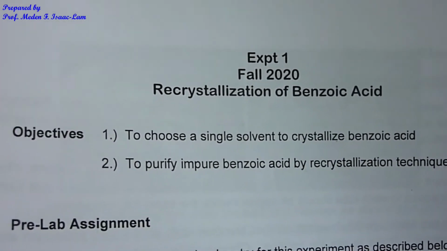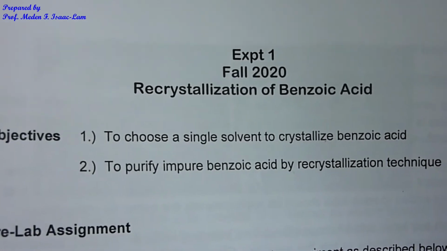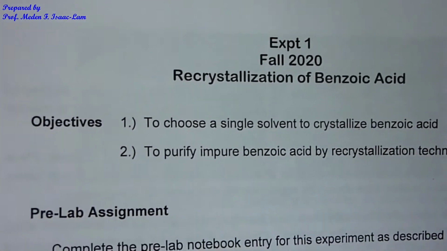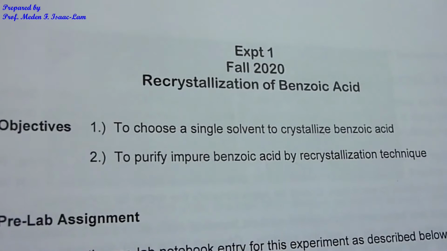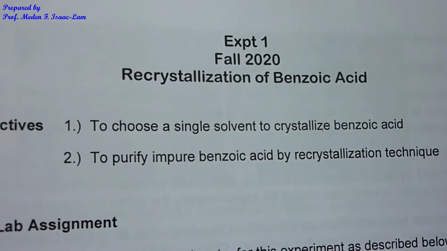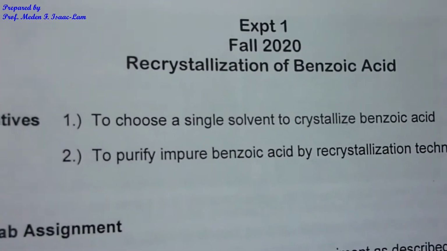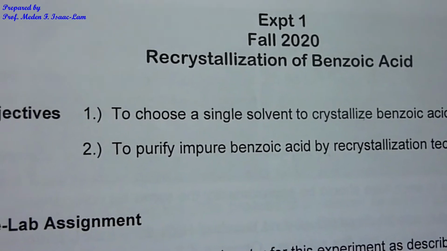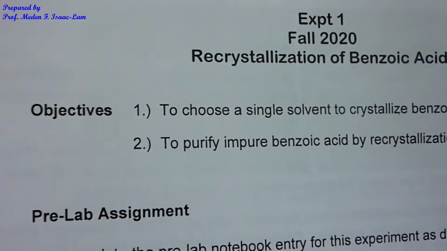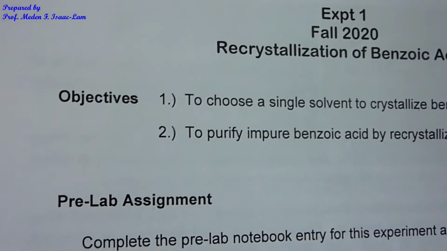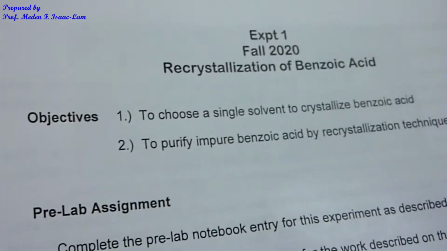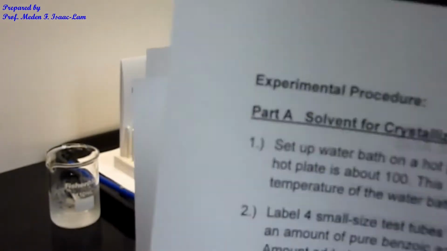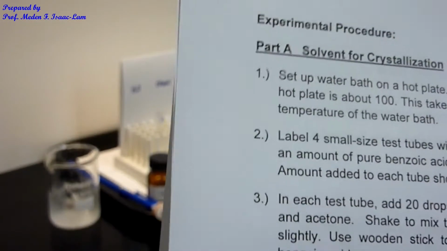Experiment 1 is about recrystallization of benzoic acid. The objectives of the experiment are to choose a single solvent to crystallize benzoic acid and to purify impure benzoic acid by the recrystallization technique. The pre-lab assignment, I already mentioned that you have to do in your notebook. And then the procedure of the actual experiment is on the next page.